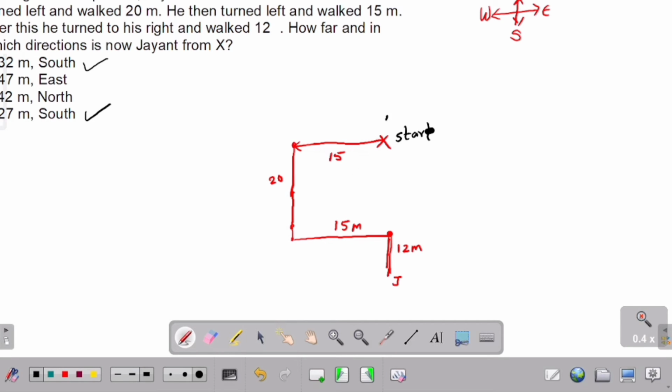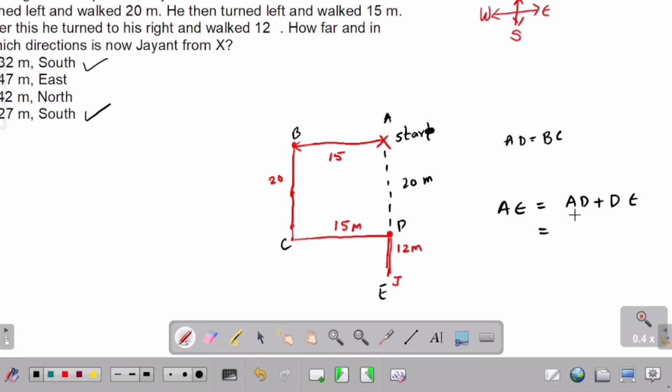So consider this as A, this is B, this is C, this is D, this is E. Now we can join like this. So now AD equals BC. What is the AD distance? That means it is 20 meters. 20 plus 12. So we need AE, right? AE equals AD plus DE.